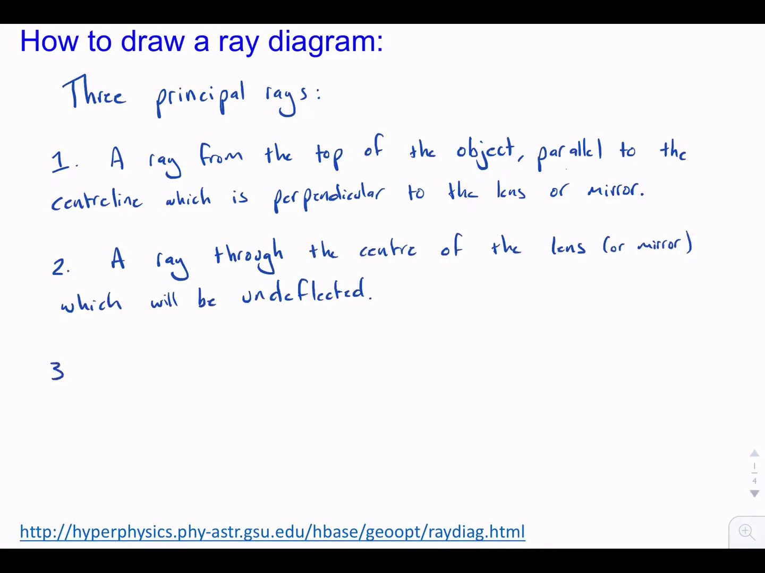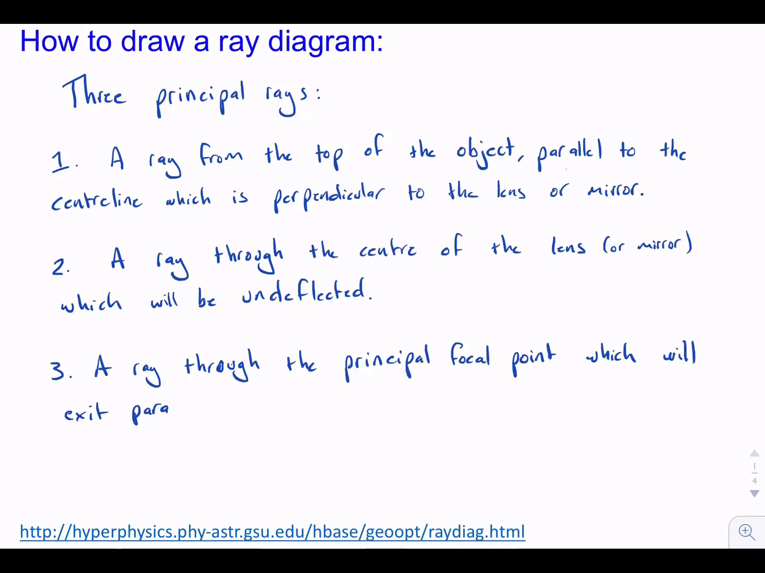And the third, which is often not needed because two points are generally enough to define a position, but nevertheless, the third ray is sort of like a mirror image of the first, and it is a ray that goes through the principal focal point, which will exit parallel to the center line of the lens. Let me draw a diagram up here to show you what I mean.